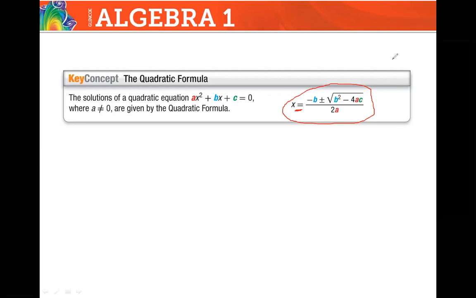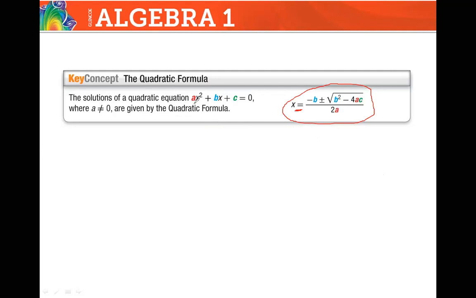We must know this rule very well. Bassami, can you read the rule again? X equals negative b plus or minus square root of b squared minus 4ac over 2a. So how can we use this rule as we talk about the solution?